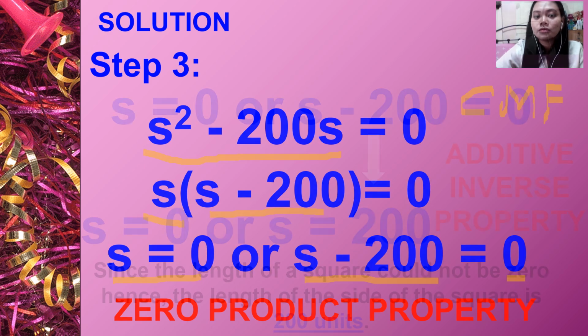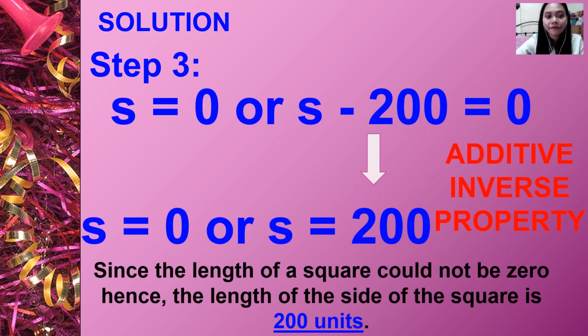Now, para i-simplify yung s minus 200, we can use the additive inverse property. Kaya ang magiging sagot ay s is equal to 200. Ano yung 200 na yan? Yan po yung sukat ng length ng ating square. Since 0 could not be the length of the square. Okay? So, the length of the side of the square is 200 units.